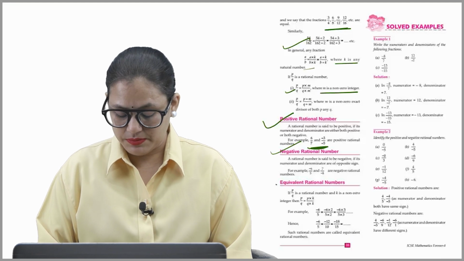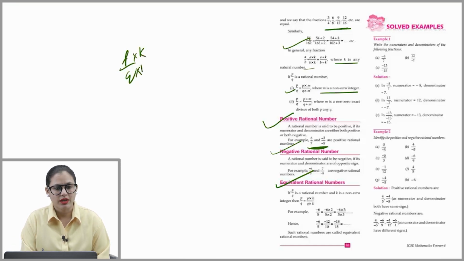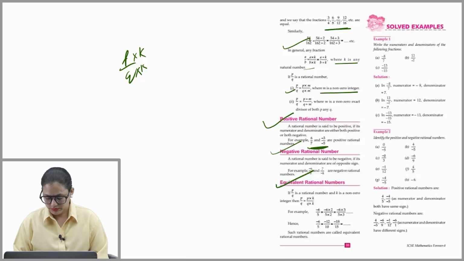Equivalent rational numbers. If p by q is a rational number and k is a non-zero integer, then p by q is equal to p into k by q into k. For example, if you notice this example, these are equivalent rational numbers. So, such rationals are called equivalent rational numbers, right?